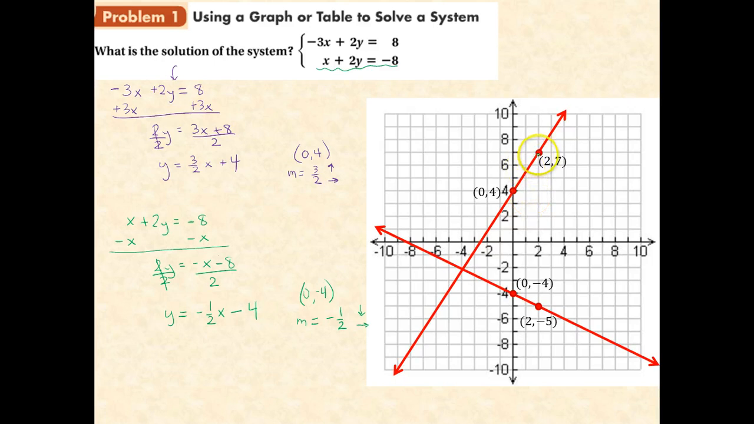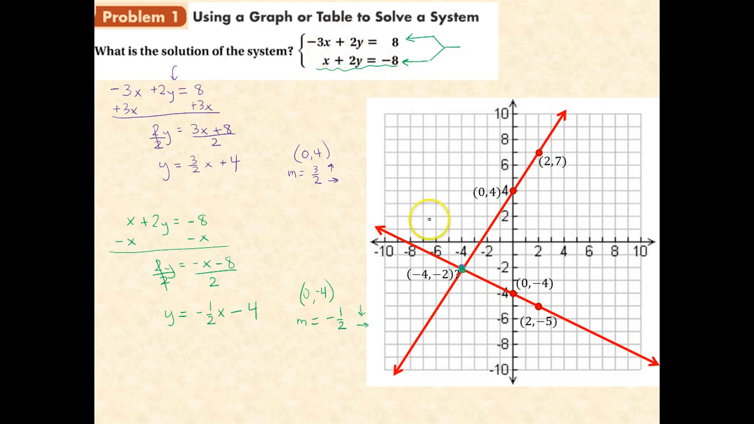Now, each point on this line is an x and y value that satisfies this equation. Each point on this line is an x and y value that satisfies this equation. So the point where they cross has an x and y value that should satisfy both equations. So we're looking at it. It looks like it crosses at negative 4, negative 2. So let's just check and see if that's really the solution to this system.